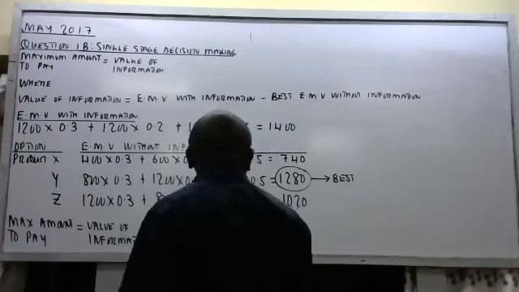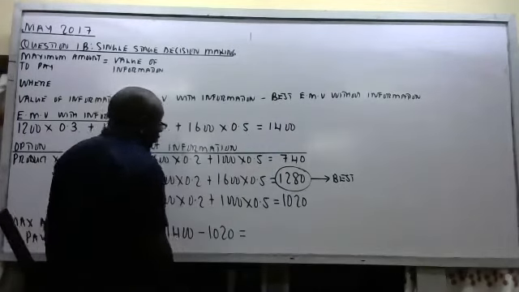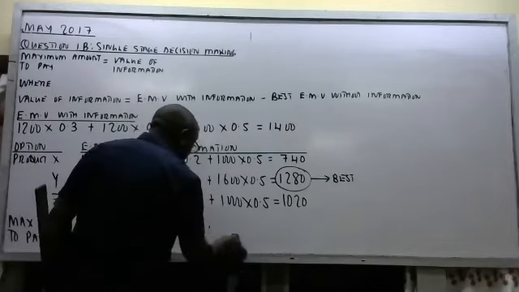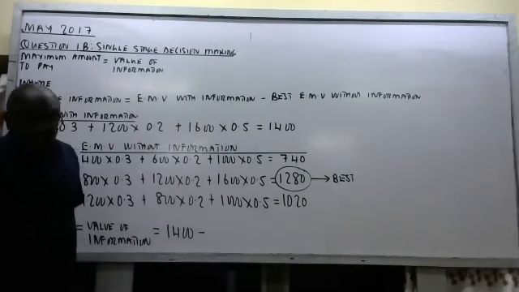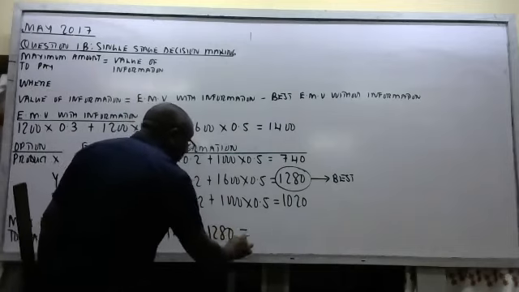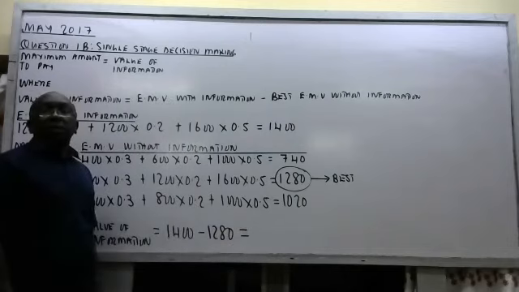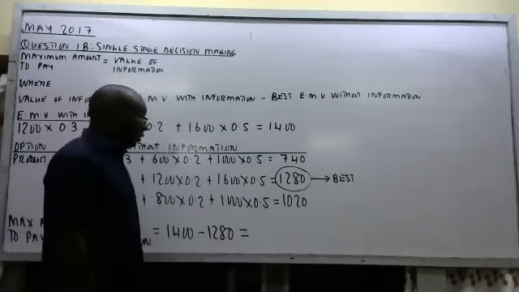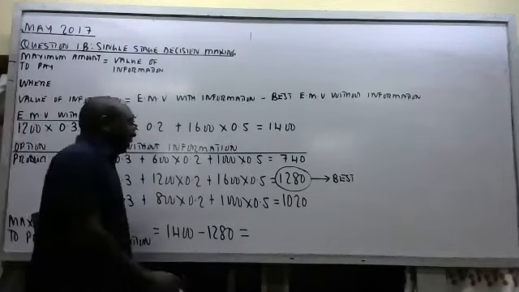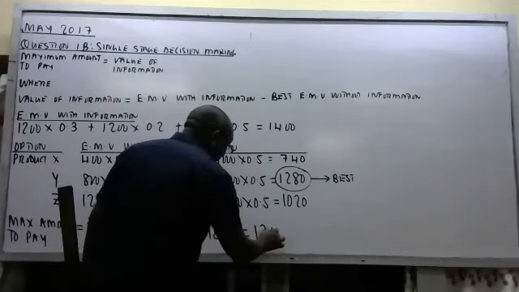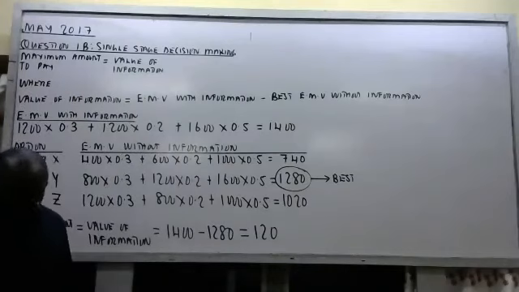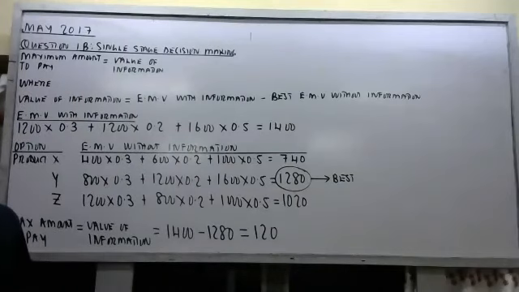Oh, sorry. It is 1280. It is 1280. Sorry for that. The best is 1280 here. It is 120. So that is the maximum amount of money that should be paid.